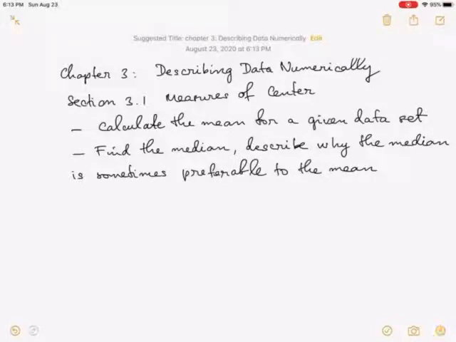And find the mode of a data set. And describe how skewness and symmetry affect this measure of center.